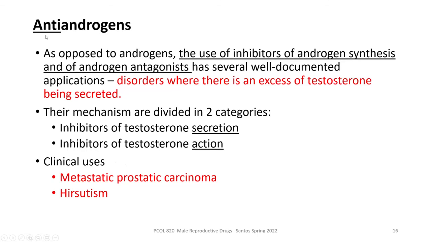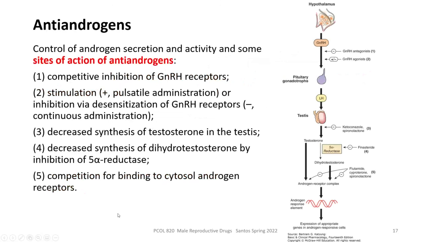And the clinical use for antiandrogens will be basically metastatic prostatic carcinoma and hirsutism. So here on the right-hand side, we have the 5 classes of drugs that we're going to cover that are antiandrogens with their site of action. The number 1 will be the competitive inhibition of the gonadotropin releasing hormones. And so they will be antagonists, right?